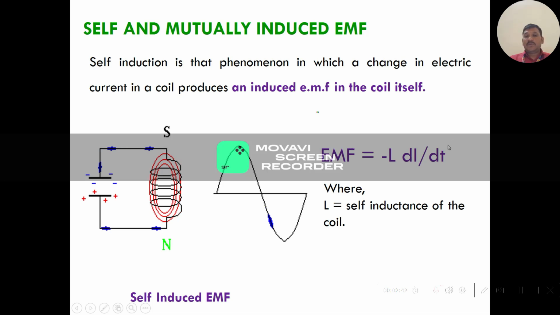The EMF induced in that coil can be expressed as L di by dt, where L is the self-inductance of the coil. This is the expression for the EMF developed in the coil. It is induced in the coil itself, so it is named a self-induced EMF.